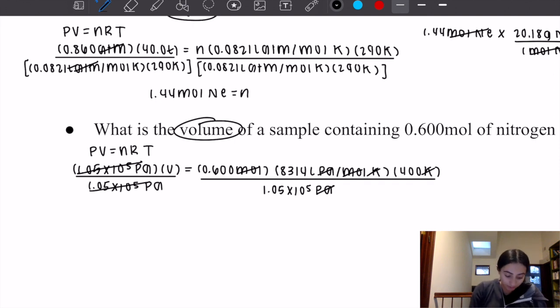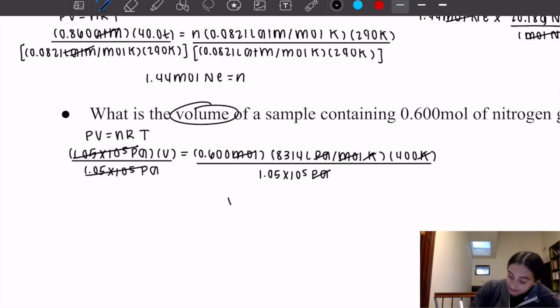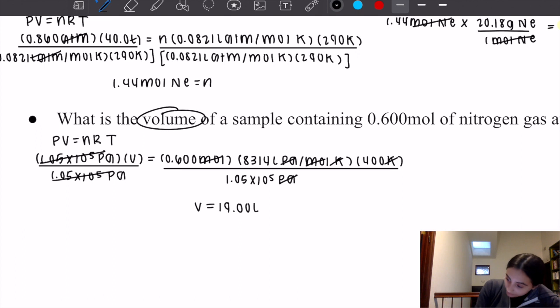So now I'm going to plug into my calculator 0.600 times 8314 times 400 divided by 1.05 times 10 to the fifth. And I'm going to get as my volume 19.00 liters. And I'm just going to write N2.